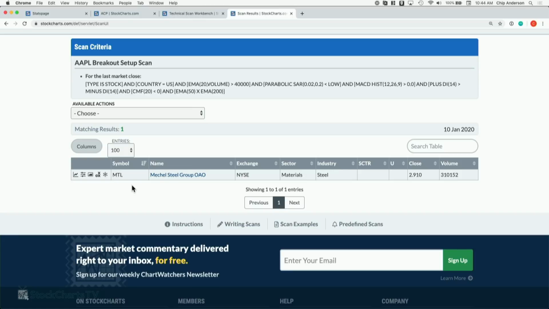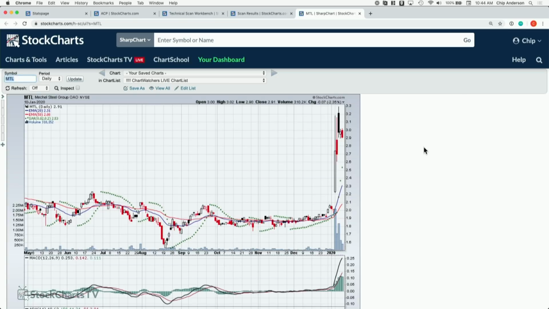It's not unusual. That's the scan that I just created for you guys. It has a lot of clauses. It has 6 or 7 clauses in it. And the more clauses that a scan has, then the more likely you're going to have a very small number of results, because it's harder and harder for a stock to meet all the criteria. And in this case, we did have 1, so we can look at that one and see if we're interested in it.